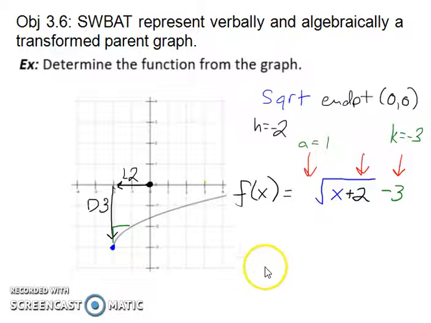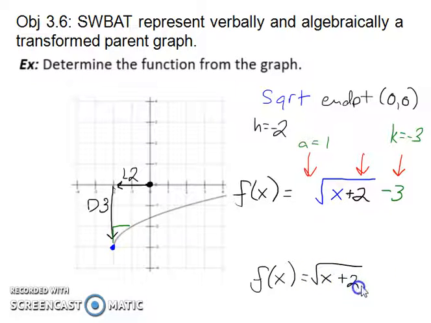I'm going to rewrite this just so it looks a little bit better. Our answer here, our function, is square root of x plus 2, and then with a minus 3 at the end. If you want to know if you're right and you have a calculator with you, graph this, and you should see that exact graph.